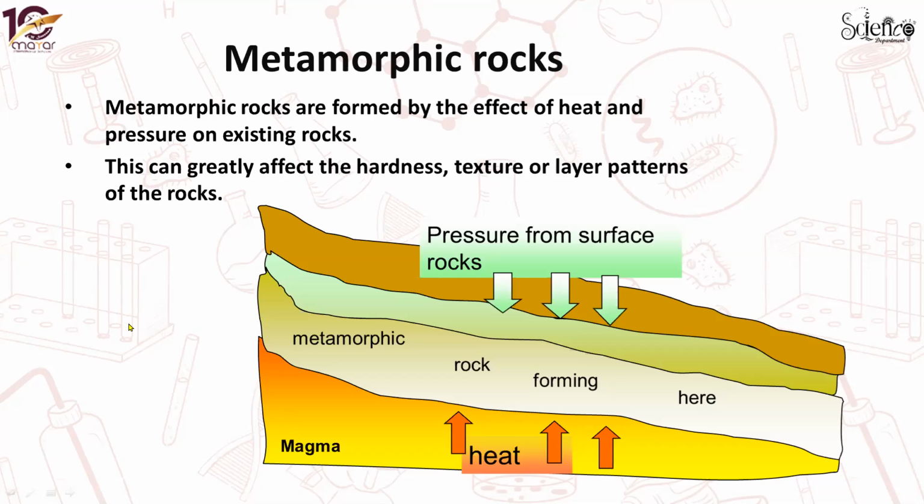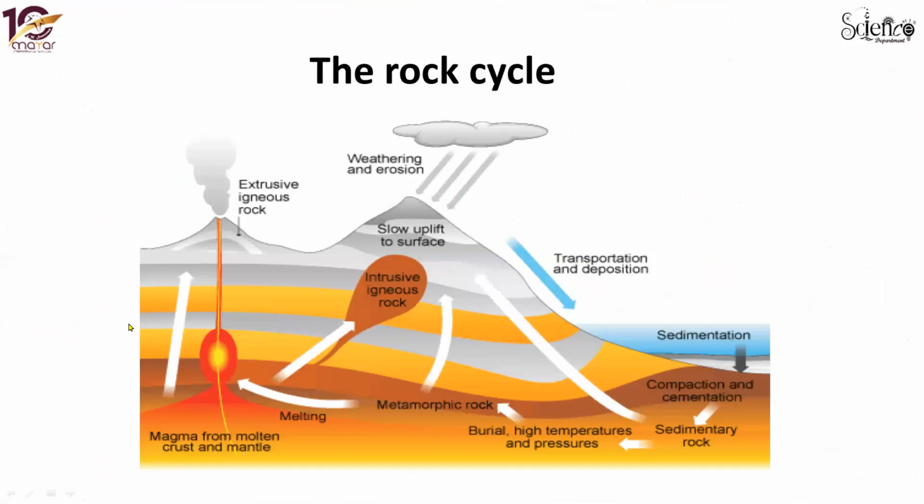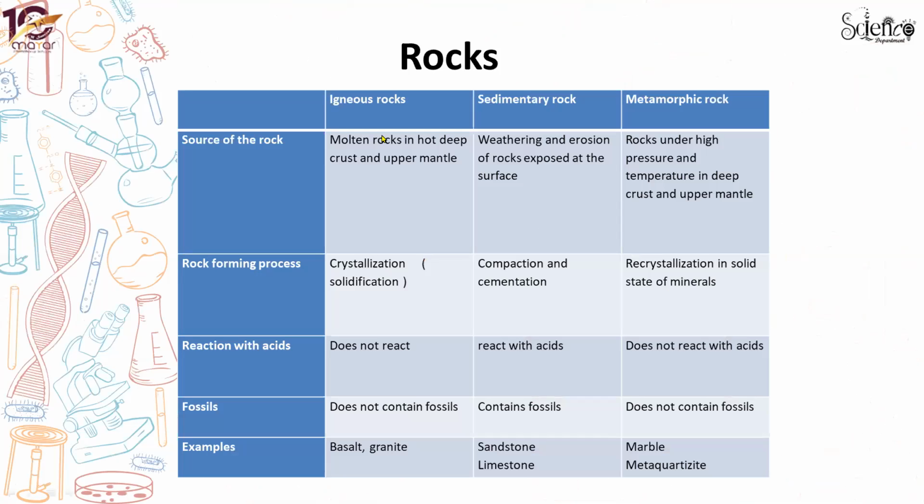So let's have a quick comparison between rocks. Here I have the source of it. In igneous, we said molten rocks, magma or lava. In sedimentary, we said it's pieces or sediments from weathering and erosion. In metamorphic, the origin is another rock, like a sedimentary or igneous rock. Formation processes: in igneous, crystallization. In sedimentary, I'm talking about compaction and cementation. In metamorphic, I'm talking about recrystallization, so changing of the texture.